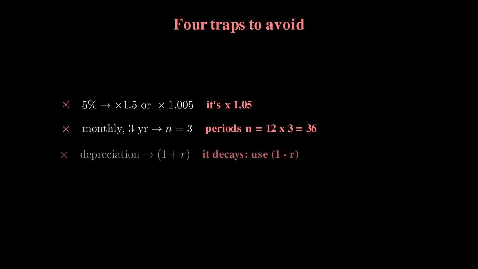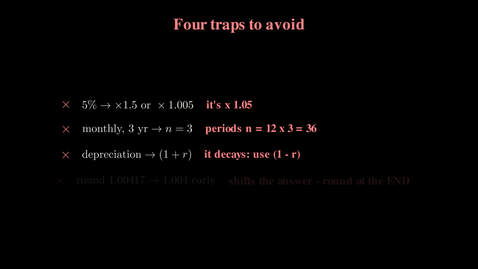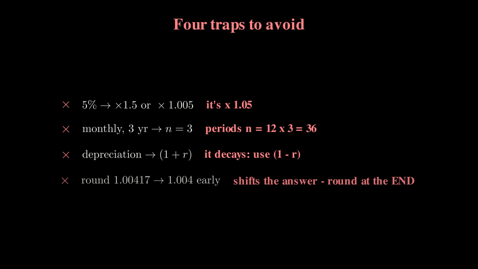And 4. Don't round the multiplier early. Chop 0.00417 down to 0.004, and, raised to a big power, it quietly shifts your final answer. Keep full precision and round only at the end. Avoid these, and financial maths is easy marks.